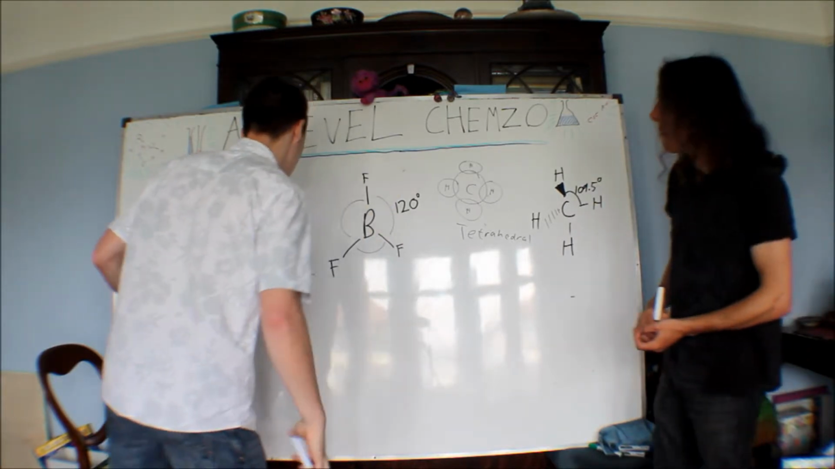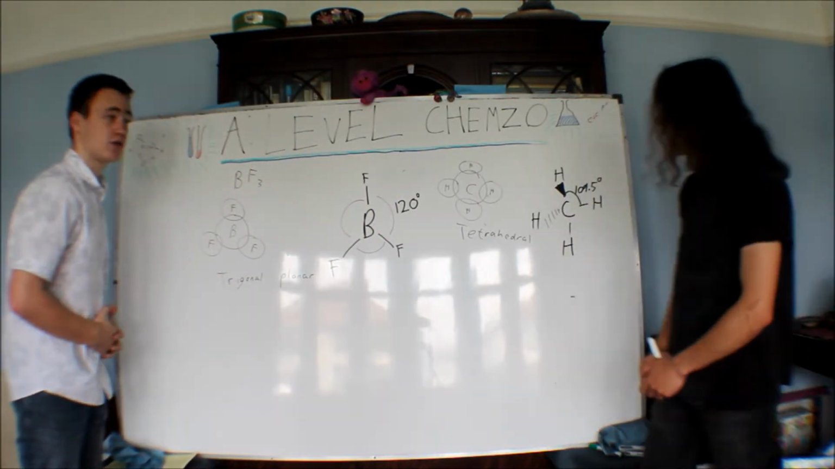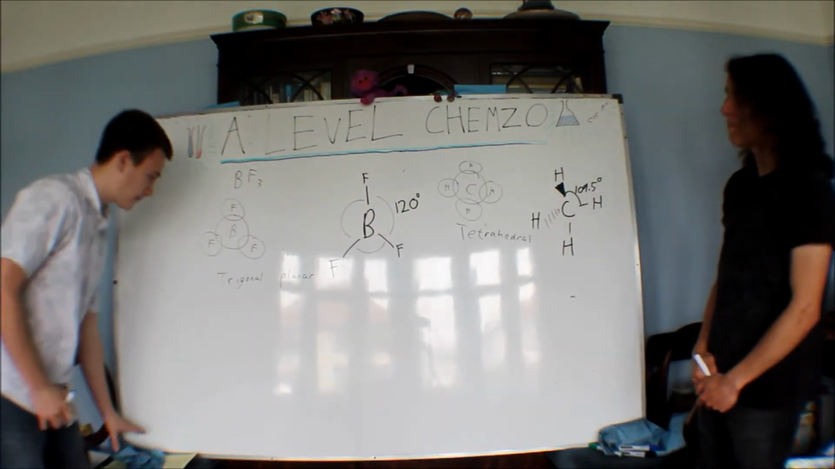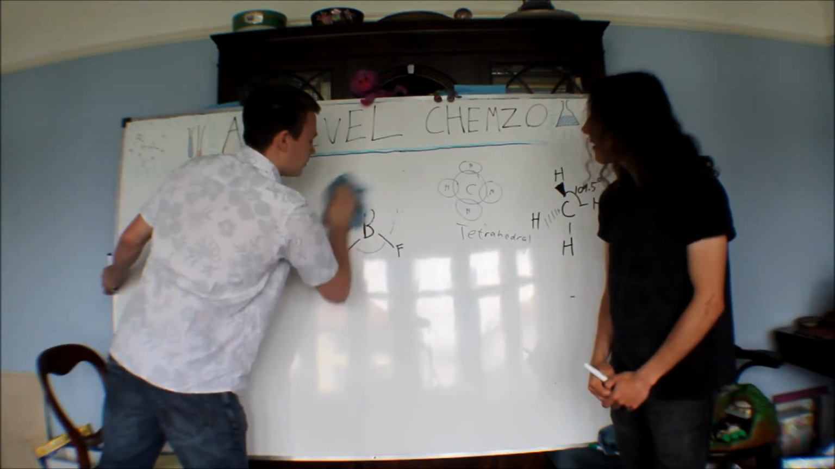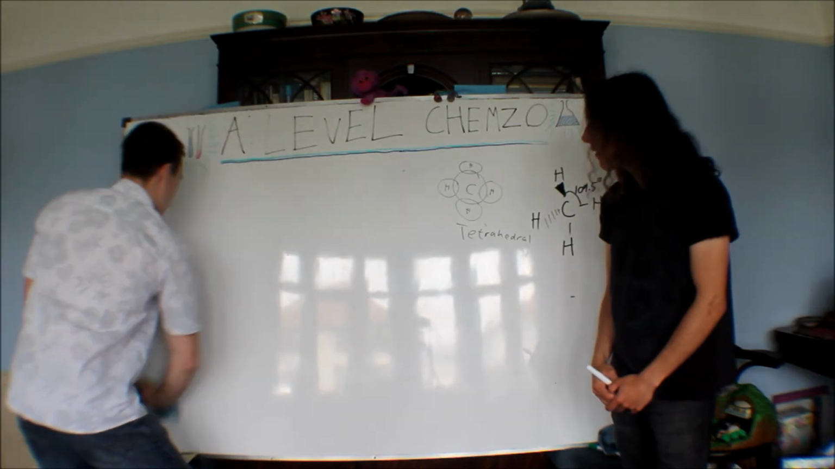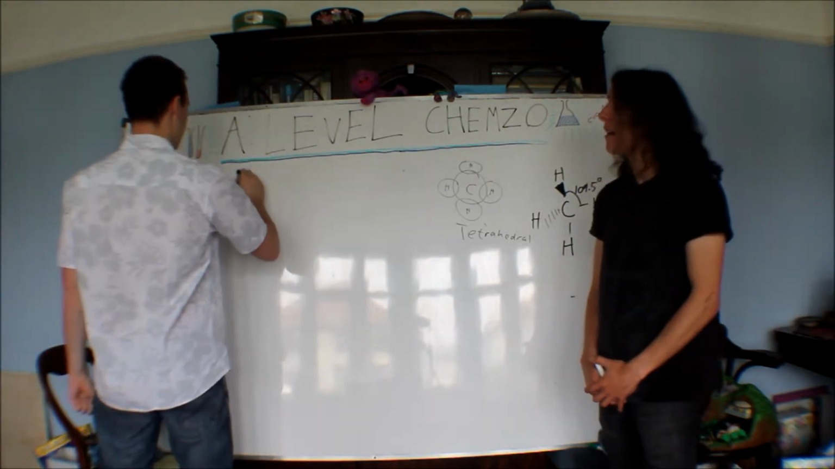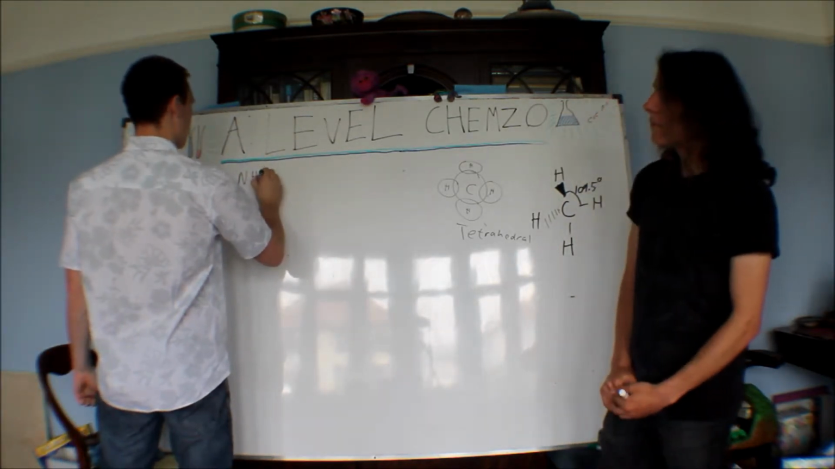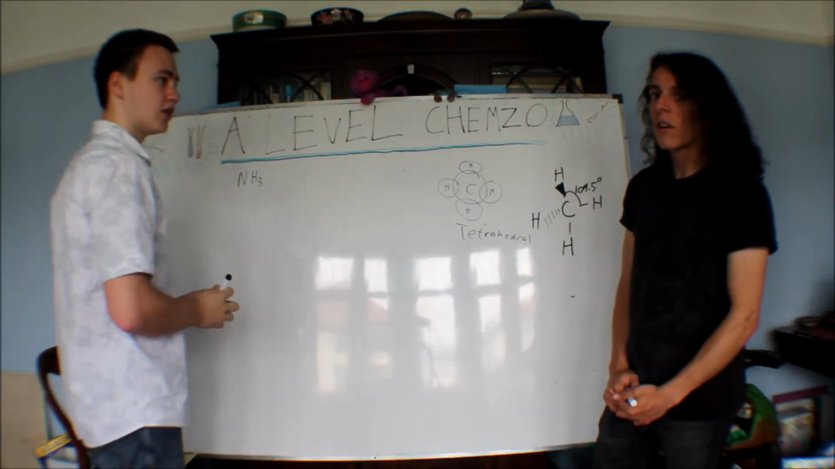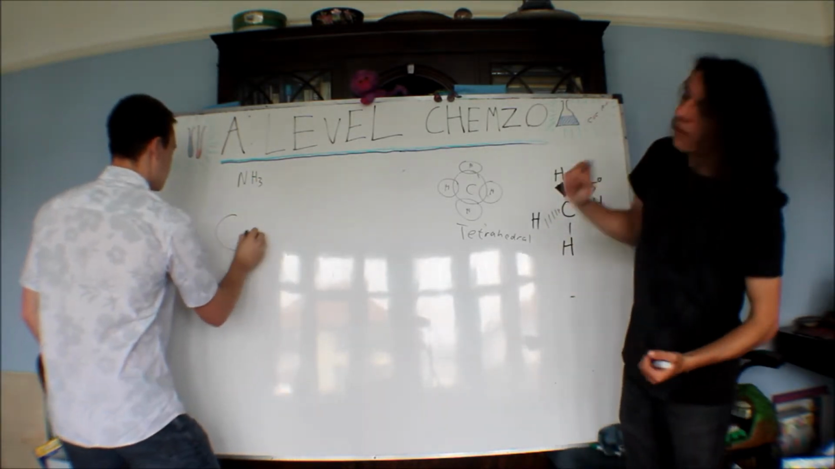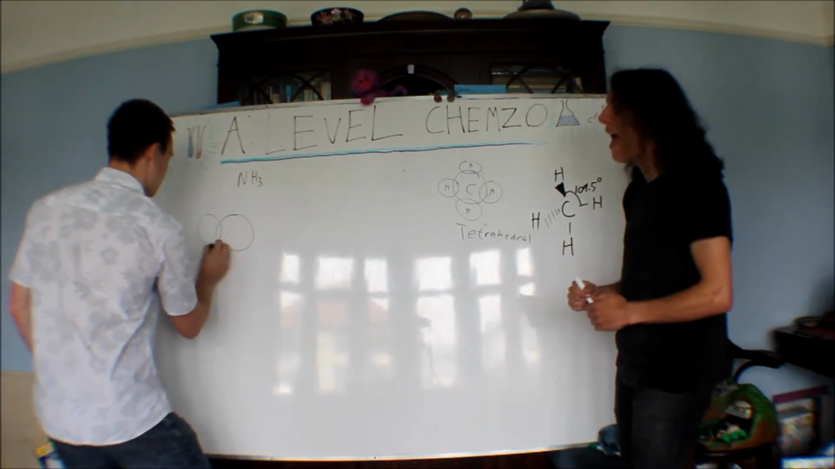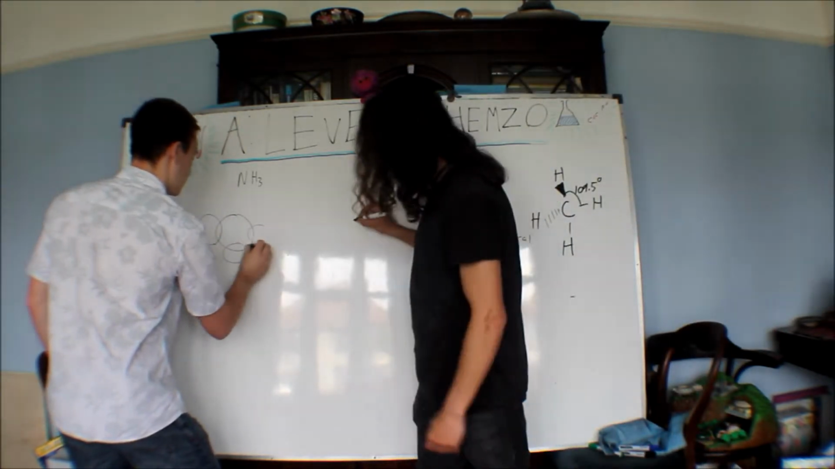First I'll give you a chance just to look at this because I'm about to rub off BF3. So what did you say, sorry? I said pyramidal. Pyramidal, okay, so NH3. Now this is where things start to get you a few more marking points. You should remember nitrogen has 5 outer electrons, only 3 are bonded. That means there's a lone pair. So I'll do what we did before.